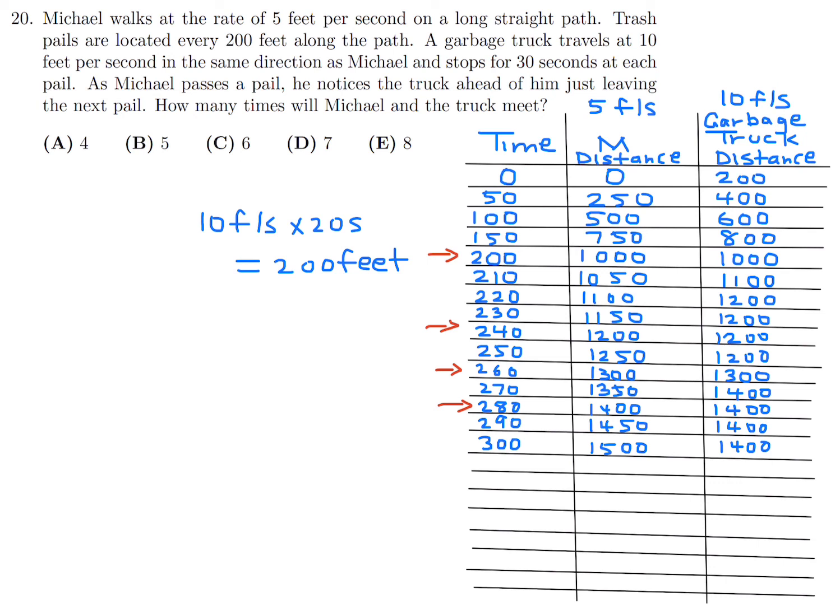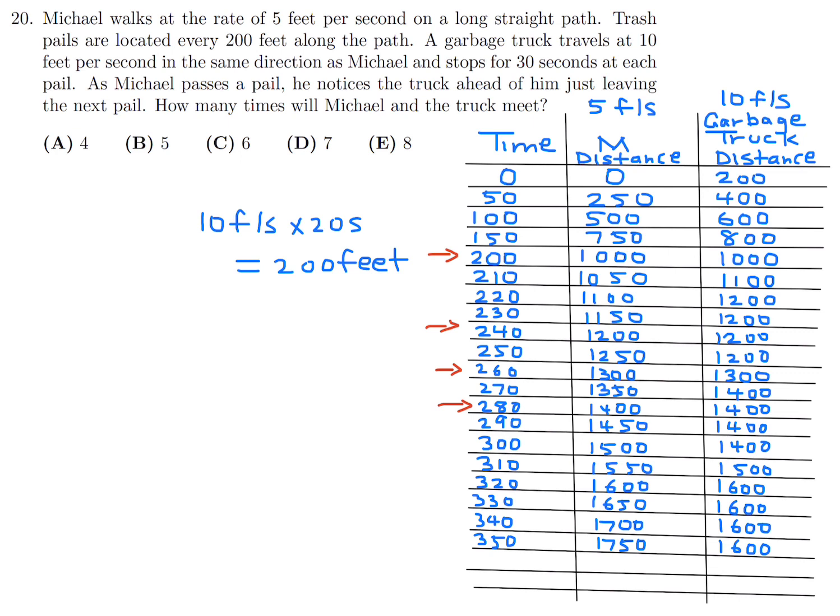Let's see how many more we can find before we can obviously see that they're never going to meet again. Well, let's just keep going by tens. 310, 320, 330, 340, and 350. Michael moves along at the same pace, 1550, 1600, 1650, 1700, and 1750. The garbage truck is a little bit different. It moves for the first 20 seconds, so 1500, 1600, but then it stops for the next 30 seconds.